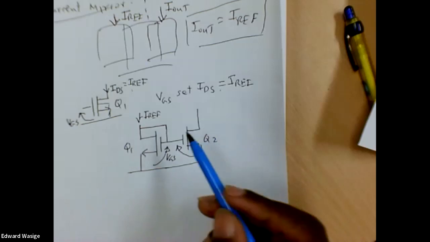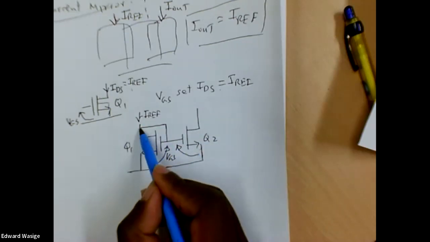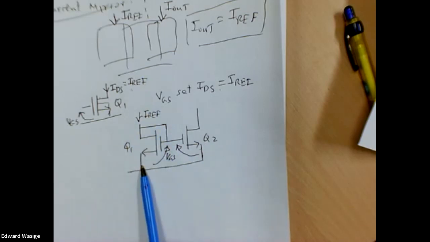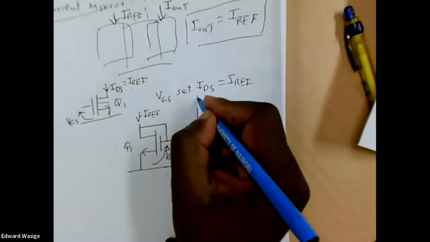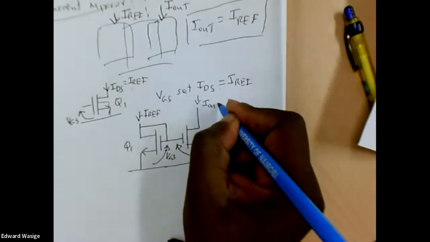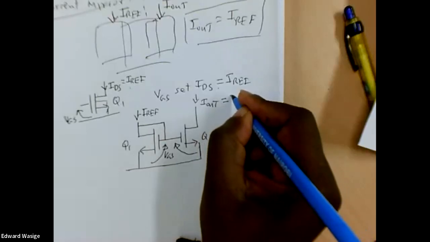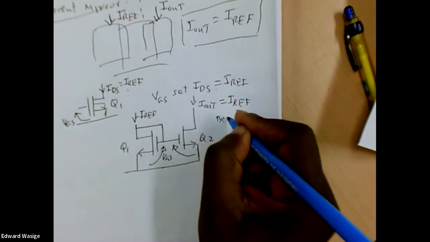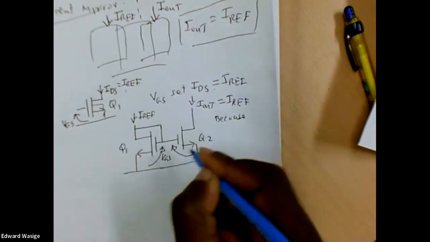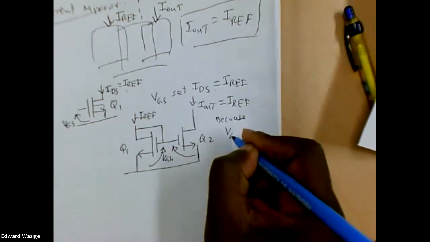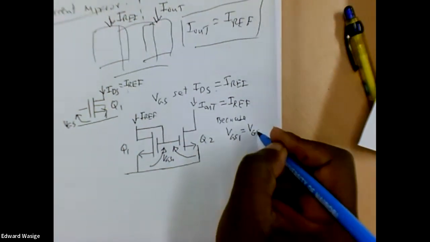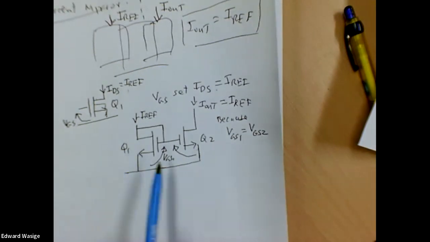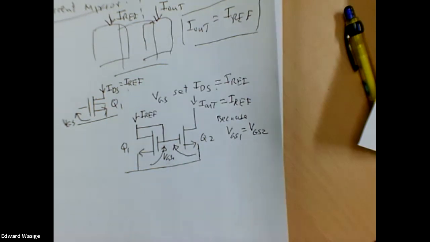And so we can connect the gate of the first transistor to the drain of the second transistor. That means that the current flowing through this will always be in the saturation region, and I out will be equal to IREF. And the reason for that is because the gate to source voltage VGS1 is equal to VGS2. VGS1 sets the current through transistor Q1, and VGS2 sets the current through transistor Q2.